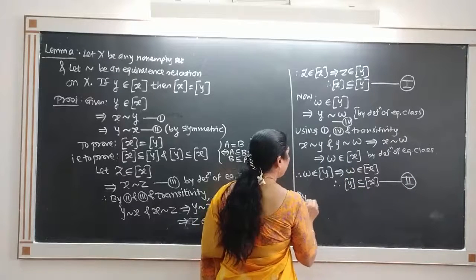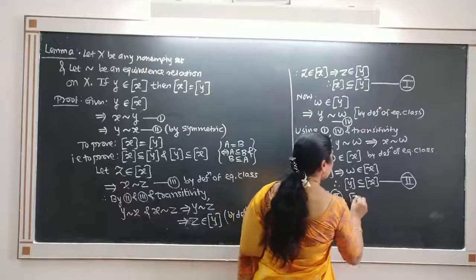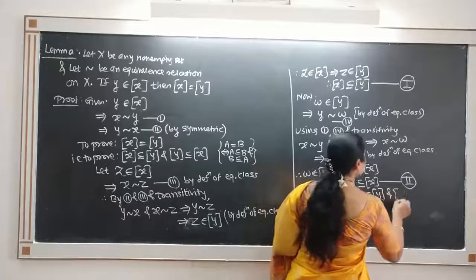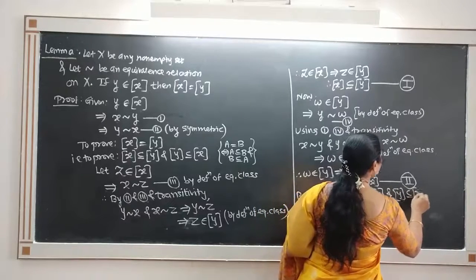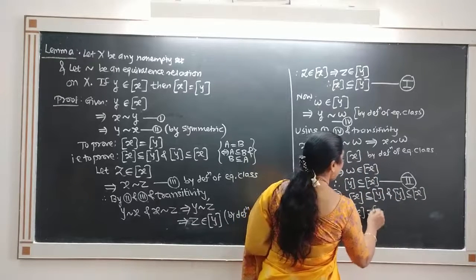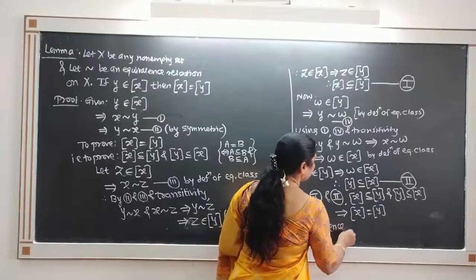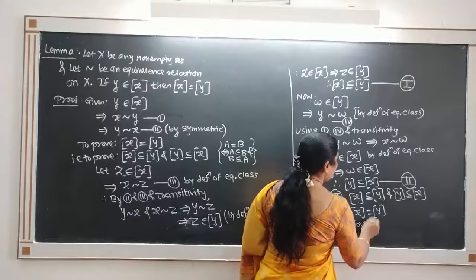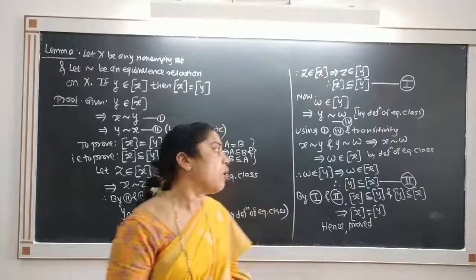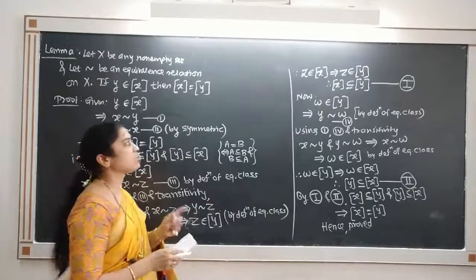Now combine this 1 and 2 both together. So by result 1 and 2, the equivalence class of x is a subset of the equivalence class of y, and the equivalence class of y is also a subset of the equivalence class of x. This implies that the equivalence class of x is the same as the equivalence class of y, hence proved. So we have proved the result that if an element belongs to the equivalence class of another element, then both have the same equivalence classes. The equivalence class of x and the equivalence class of y are the same.